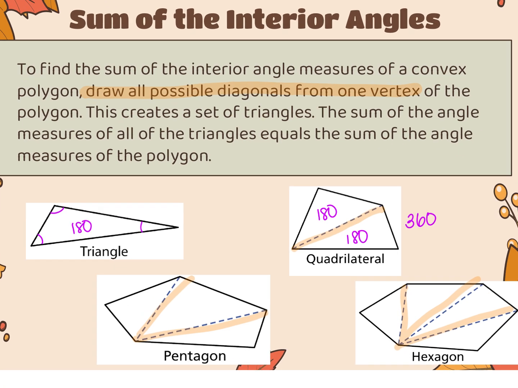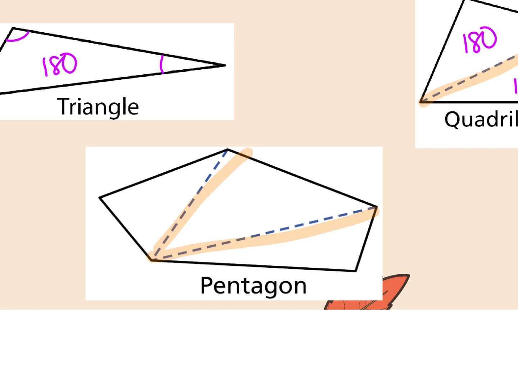Let me go ahead and look at a pentagon. How many triangles do I have in here? I have 3. 180 plus 180 plus 180 would give me what? 540. Good. So the sum of the interior measure of a pentagon is 540.